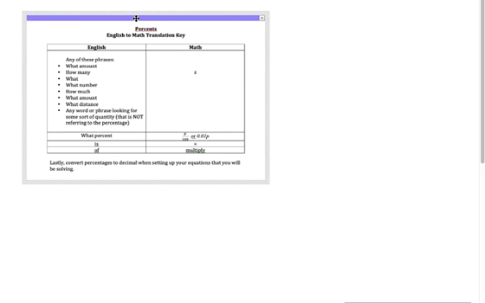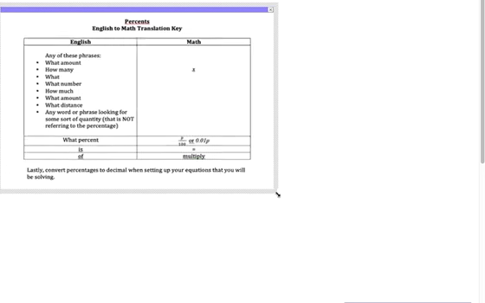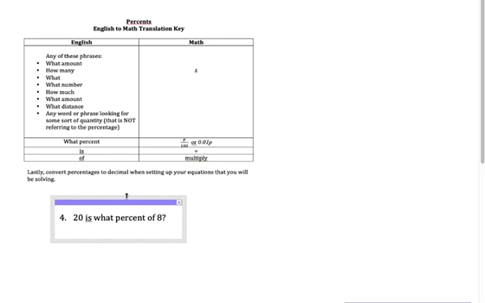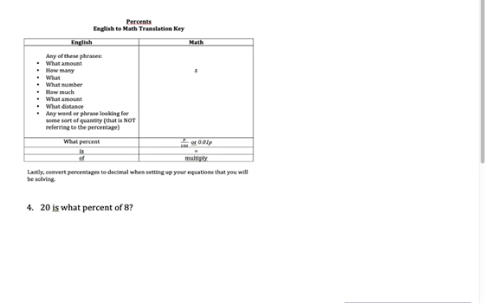Last checkpoint. All right, and oops, 20 is okay. Oh nope, that is new. That is different. These numbers are all starting to look alike to me. All right, so let's translate it. 20, okay, that's easy, is, okay, equal. Now we're going to do what percent of 8?